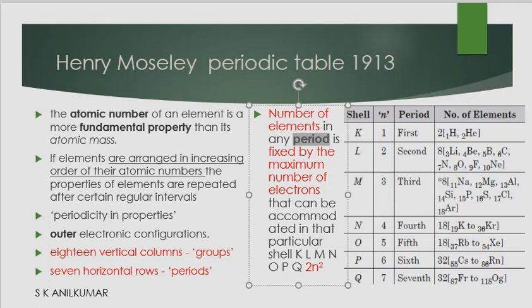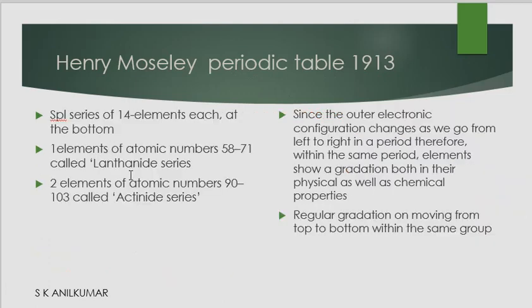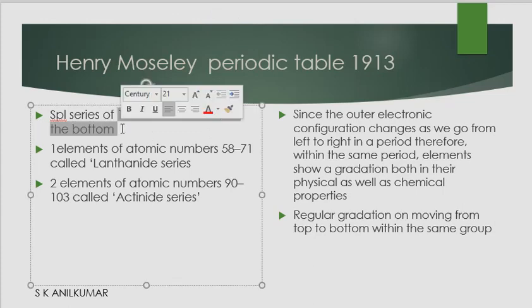This is the way Henry Moseley's discoveries, or Henry Moseley's propositions, devised the new periodic table in 1913. And this has been invoked till today because it has stood the test of time. Now, there was a special series of 14 elements each. For that, he had a separate row.